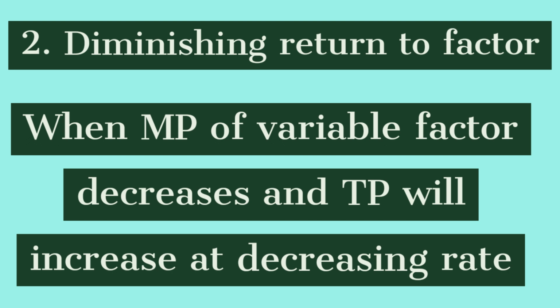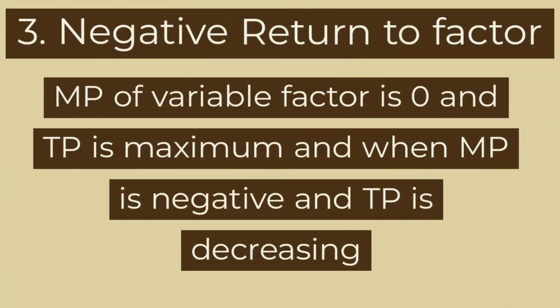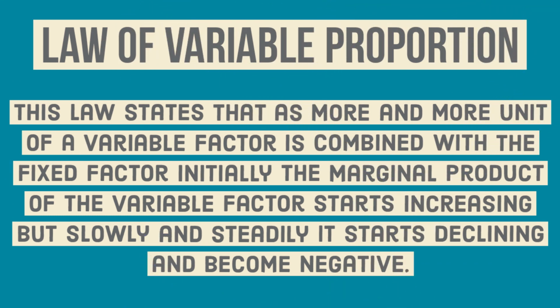And the last stage is negative return to factor. It includes that when MP of the variable factor was 0, TP was maximum, and when MP is negative, TP starts declining, as we have seen in the schedule. So basically, the law of variable proportion is applied when one factor is fixed and the other is variable. And here when we combine the fixed factor with the variable factor, the fixed factor gets excessively utilized, and initially MP increases, but slowly and steadily MP starts declining, becoming 0 and negative. And here the returns to factor and its stages apply.